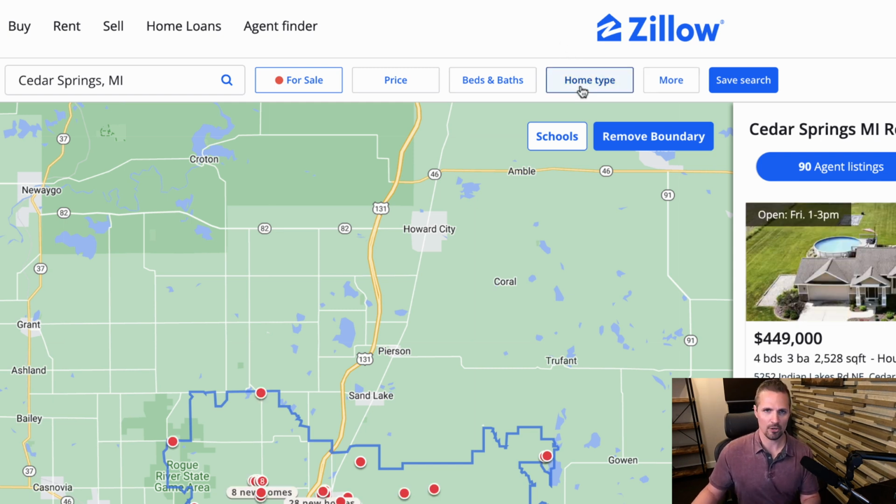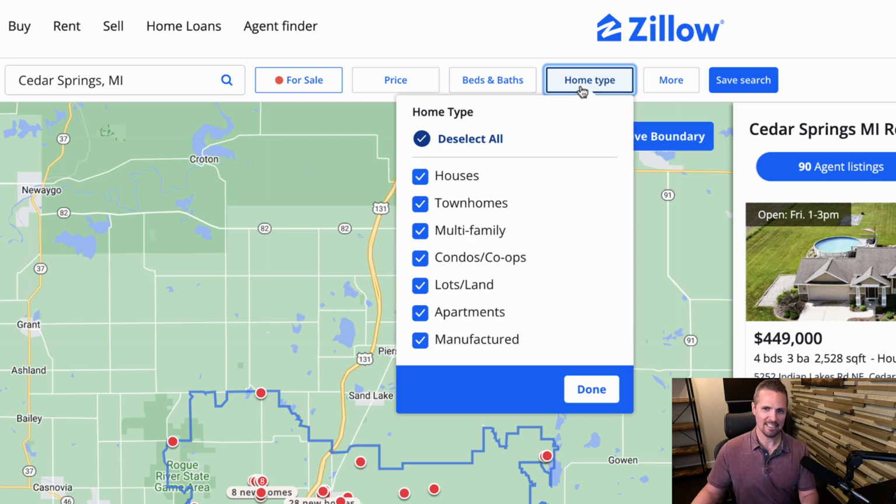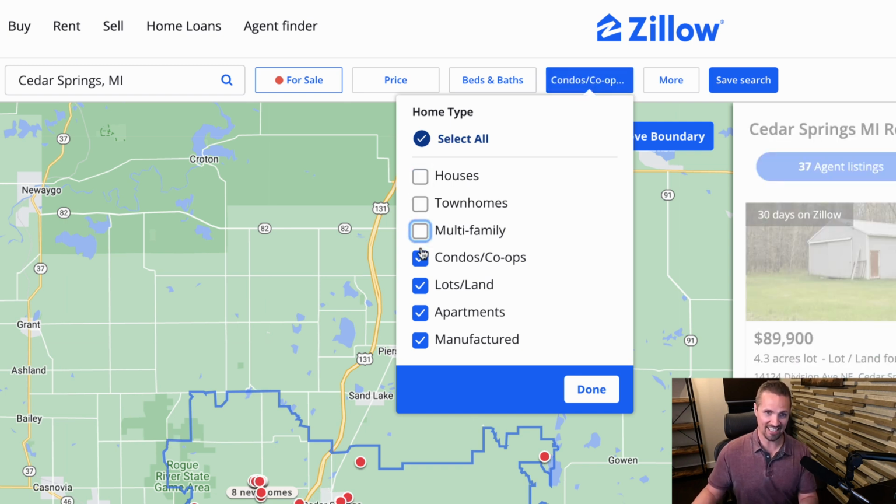So first of all, I'm going to go right here where it says home type, and Zillow is for any type of real estate for the most part. But again, we're just looking at vacant land in this scenario. So there's no point in me having houses on here because that's not what I'm trying to work with. I'm going to go ahead and uncheck everything on here except for lots and land. And we will leave it at that.